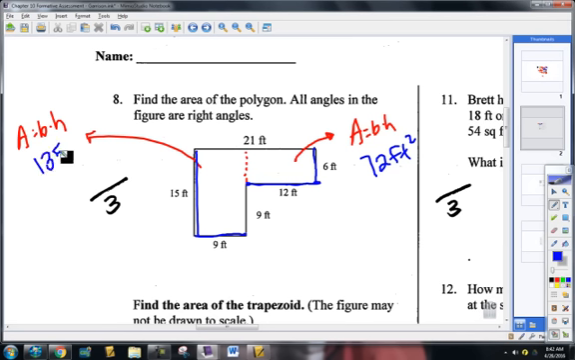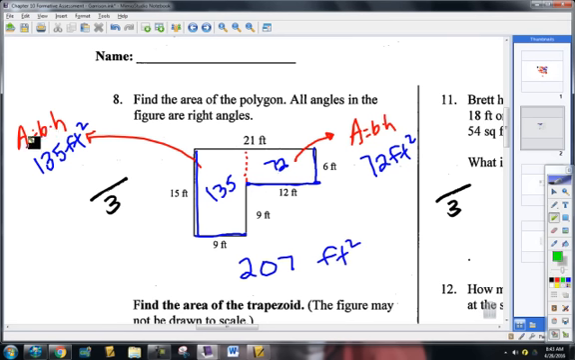135 feet squared. Okay. Now that we know that, we're going to take this. I don't want to highlight that. And we're going to say this is 72, this is 135. So what do we need to do? Add them together to give us 207 feet squared.